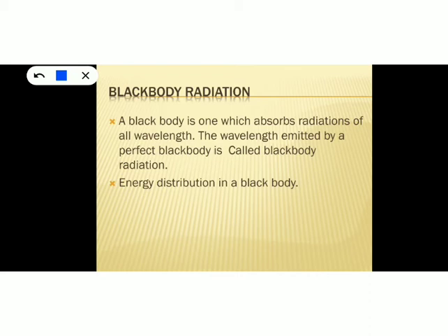So let's discuss the energy distribution in black body radiation. Energy distribution can be explained on the basis of this graph.